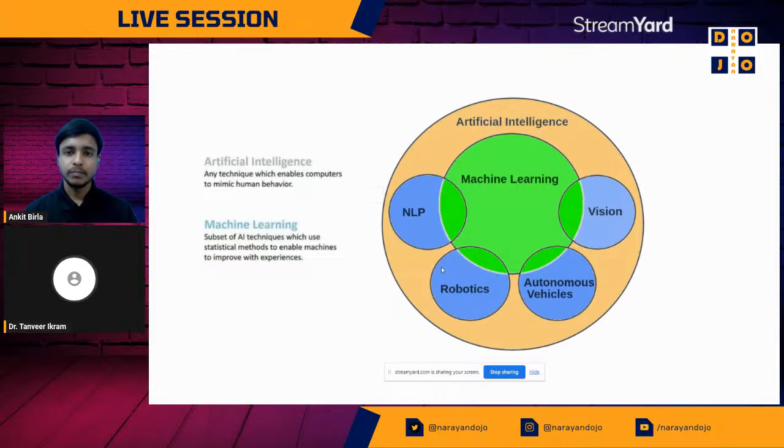Statistical methods are basically computer mathematics to enable machines to improve their experiences. Like what the human behavior is, we can develop that kind of behavior, but we use statistical methods, we use mathematics to come to some conclusion. The way humans are able to think and do things, then it becomes machine learning, which is becoming very popular these days.